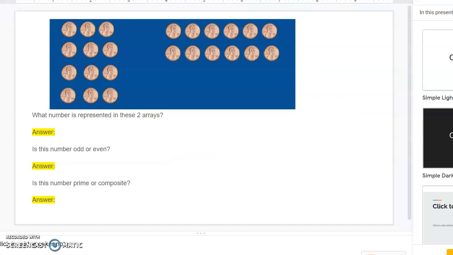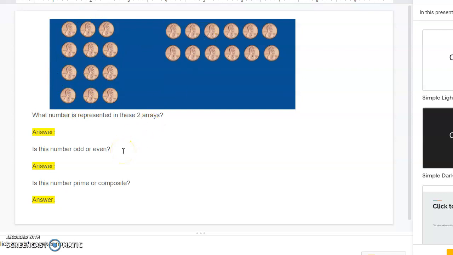What you're going to do for the next 3 slides is you're going to look at the rectangular arrays on those slides. So here's the first one. We see one rectangular array right here and one over to the right. You're going to answer these 3 questions. What number is represented in these 2 arrays? So you have to count the pennies, or you can multiply the area, which is the 2 sides, length times width, to find out how many pennies are in each rectangular array. It's going to be the same for both.